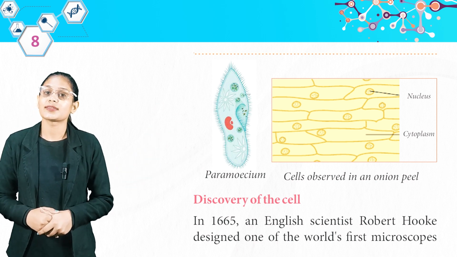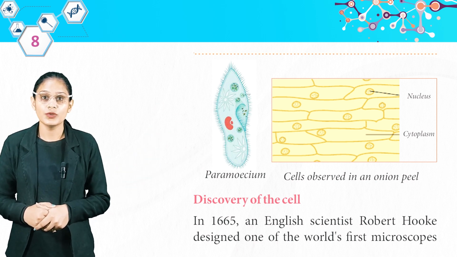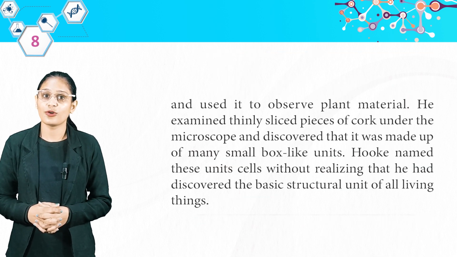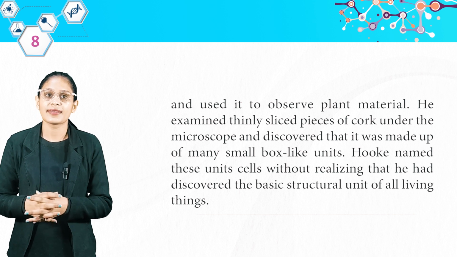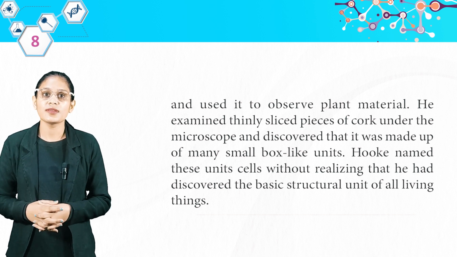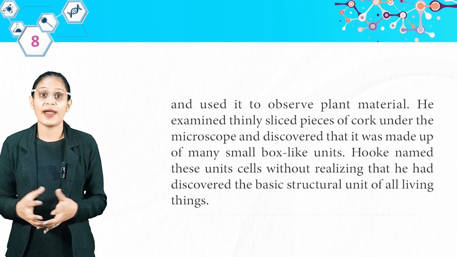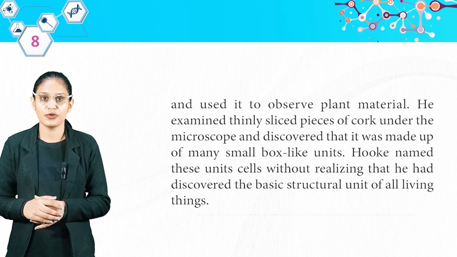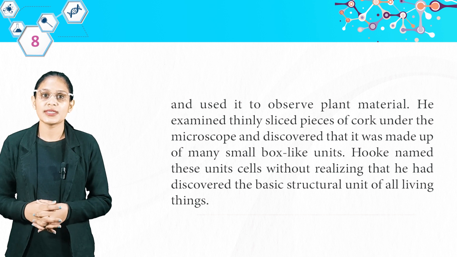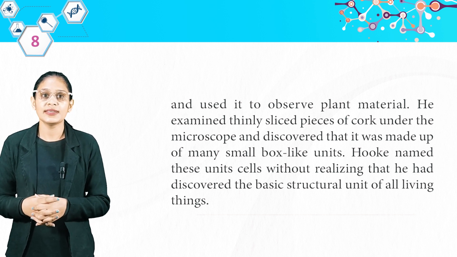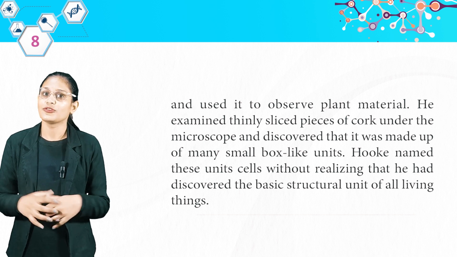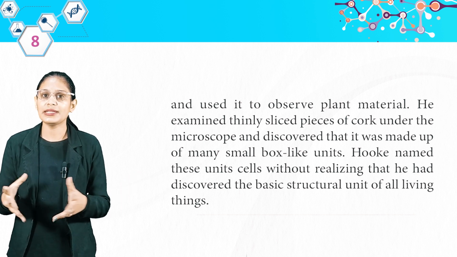In 1665, an English scientist, Robert Hooke, designed one of the world's first microscopes and used it to observe plant material. He examined thinly sliced pieces of cork under the microscope and discovered that it was made up of many small box-like units. Hooke named these units cells, without realizing that he had discovered the basic structural unit of all living things. So students, this is how Robert Hooke discovered the cell.